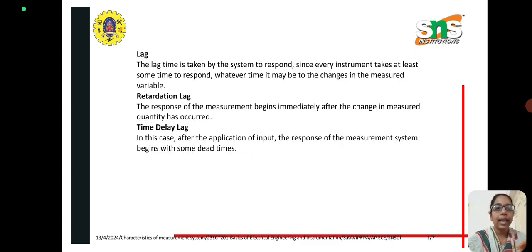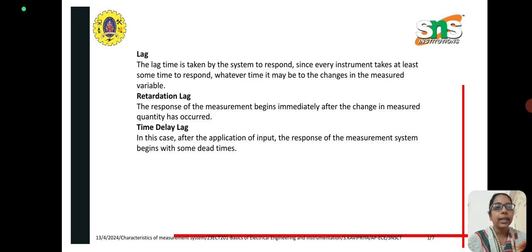And next one is lag. Lag time is the time taken by the system to respond. Since every instrument takes at least some time to respond to changes, whatever time it may be, we call it a lag. The time is based on the quantity to be measured.